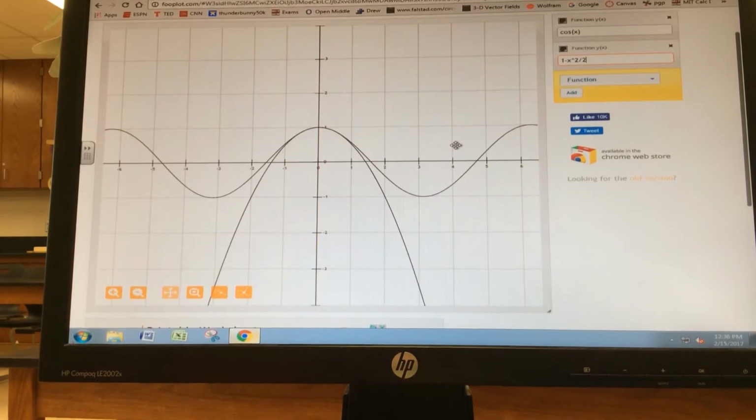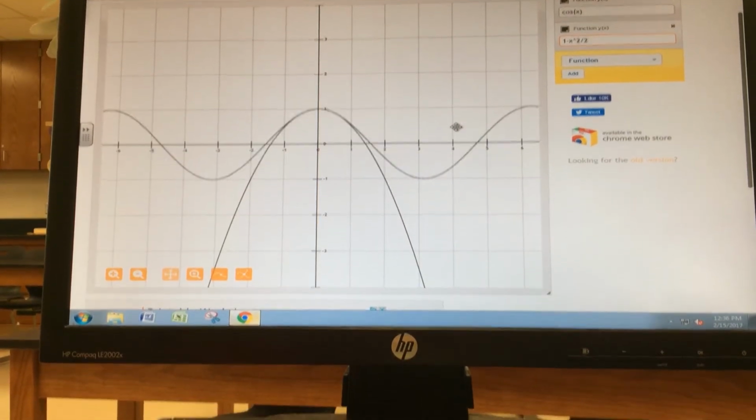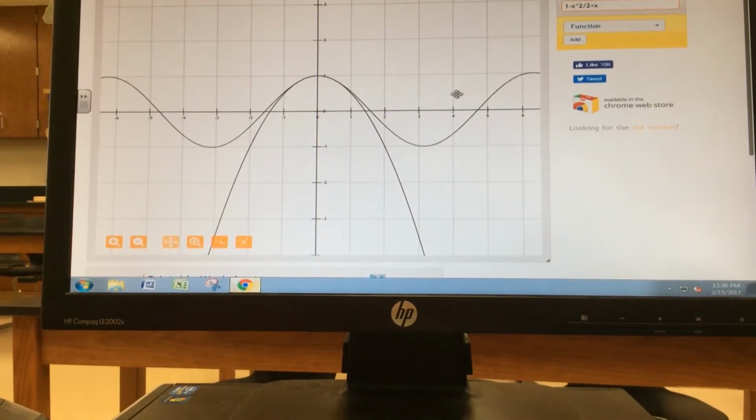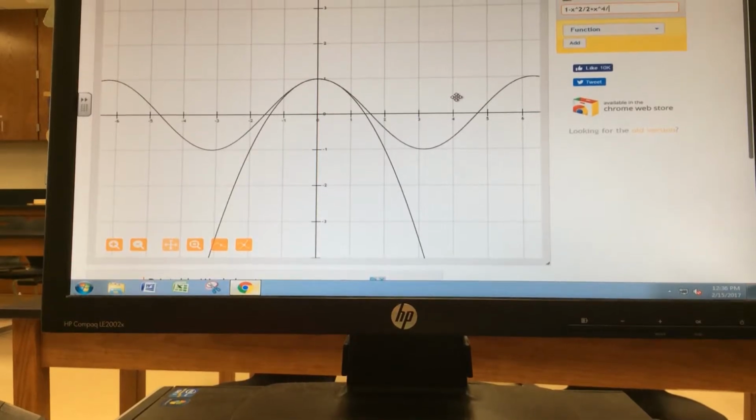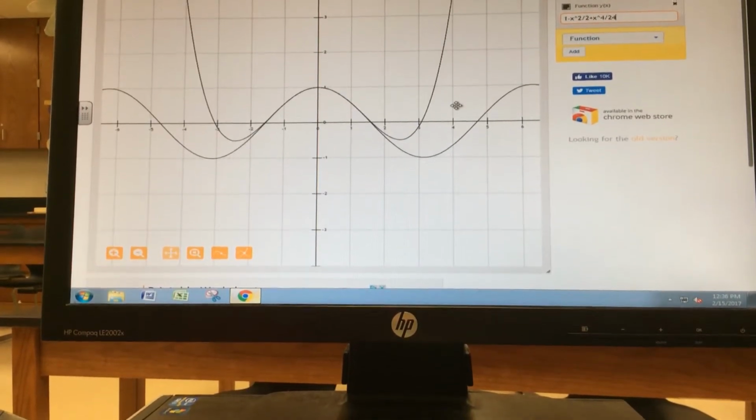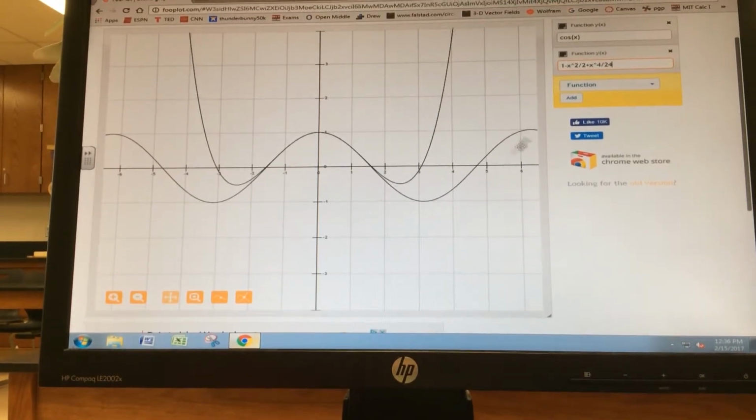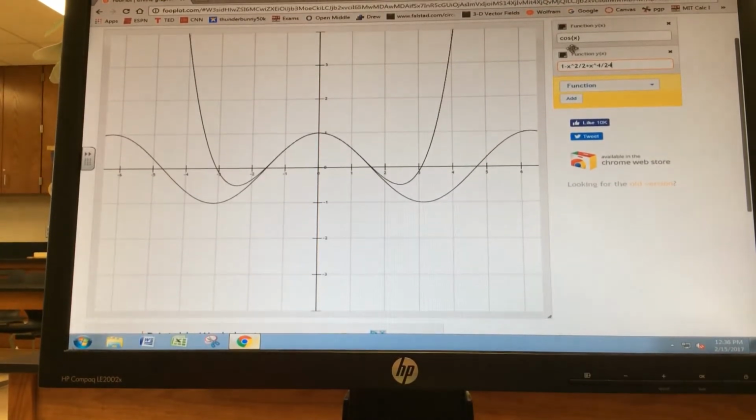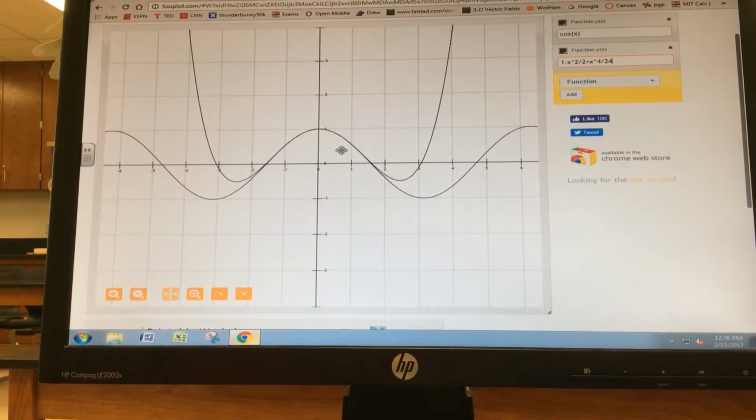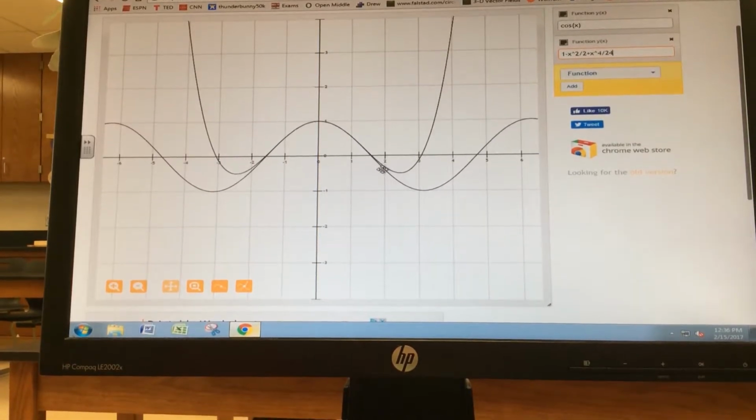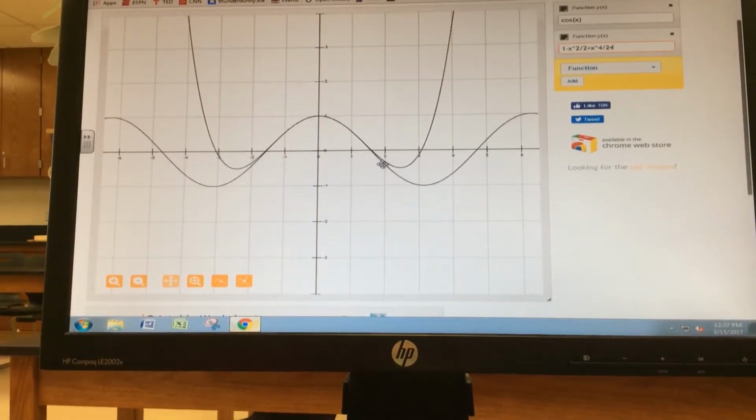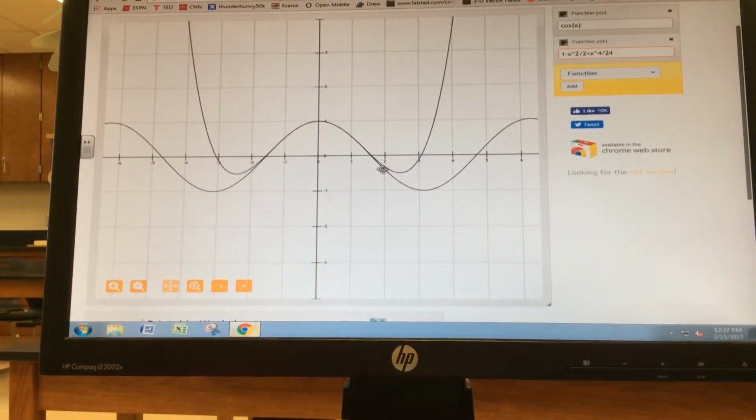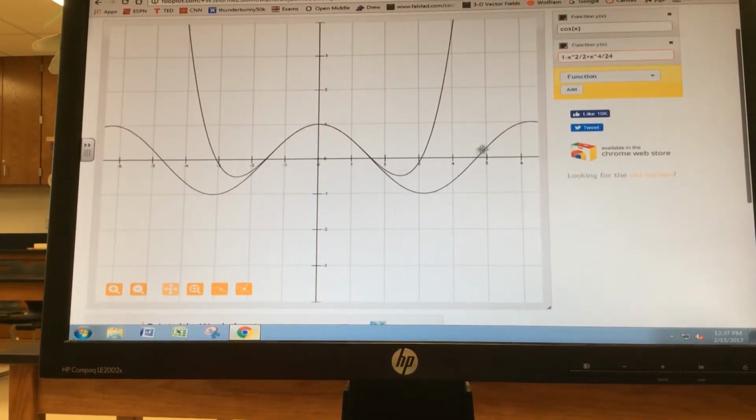It's a better approximation of this. I can add plus x to the 4th over 4 factorial, 24. And now it's even better. Look how close this polynomial is to describing this trig function as long as I'm somewhere, probably almost all the way out to 2 radians. 2 radians is like 120 degrees. If I keep adding more terms, it would be better and better.